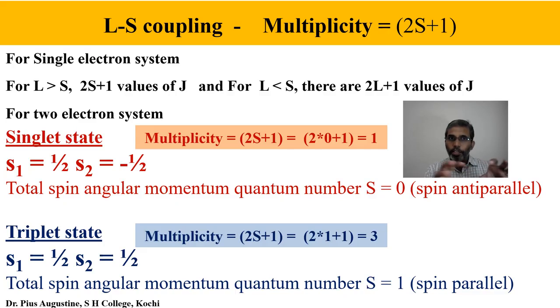The state of this atomic system we can represent in terms of S, P, D, F, etc., depending on the value of L. For L equal to 0, it is S. L equal to 1, it is P state. For this S state, when L is equal to 0, the spin is half. So out of L and S, L is 0, L is smaller than S. Then multiplicity will be 2L plus 1, and there will be only 1. That is, there is only one value of J, and it is nothing but S itself, because L is 0, L plus S is S itself. So J is also half. So no multiplicity and only one state for L equal to 0.